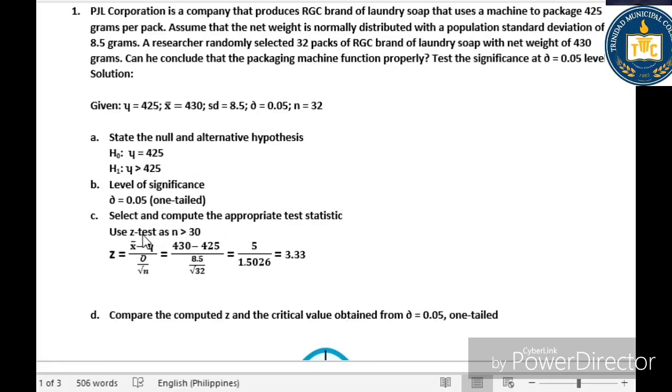Okay, so here's the step C. So select and compute the appropriate test statistics. So here in this situation, we're using z-test since our sample size is greater than 30, which is 32. Again, since there is significant difference or there's no significant difference, so naay kalahian or wala. So if inani ang situation, difference ang atong gipangayo or atong dapat ma-solve, so the appropriate formula atong gamiton is z-test or t-test.